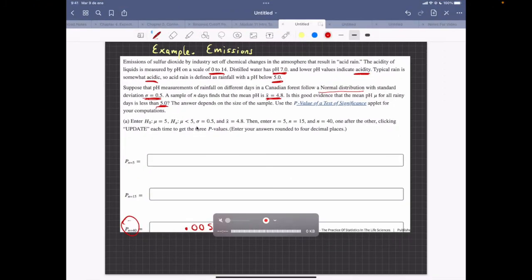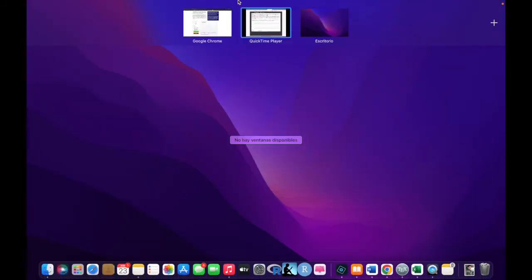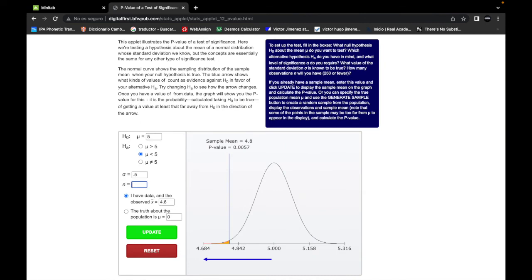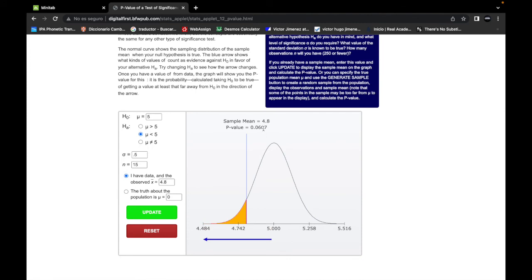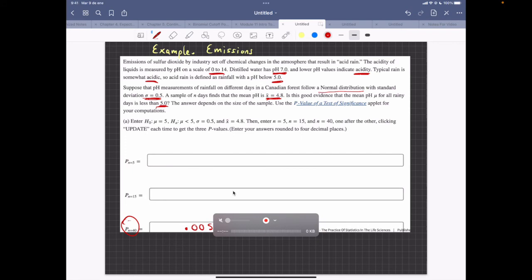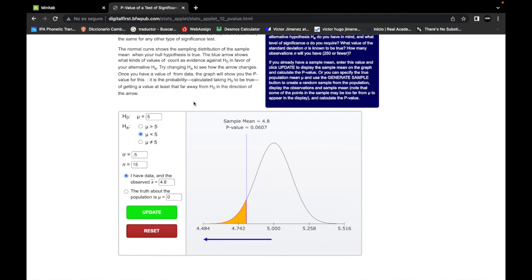Now it says then enter n equal to 5, 15, and 40. Oh, I'm sorry, I did it first for 40. Right now I'm going to do it for 15 and update every time. So here n is equal to 40. Now I'm going to change this to 15 and update. Notice it increased: 0.0607. And finally for n equal to 5, update: 0.1855.